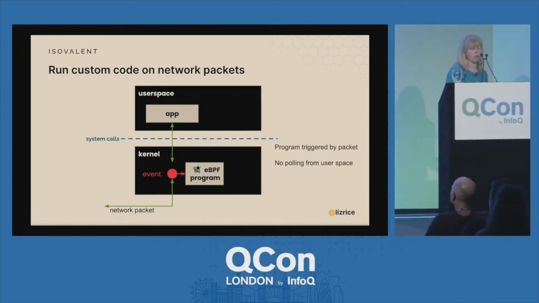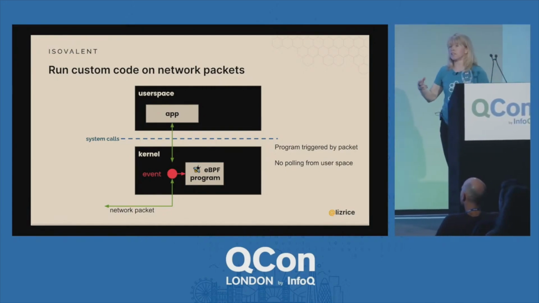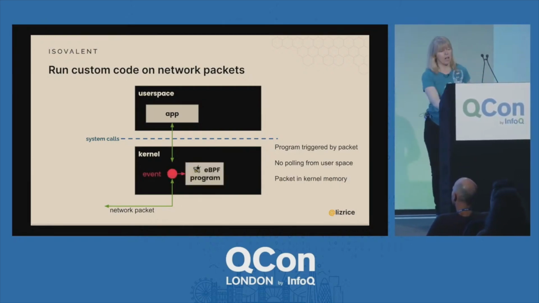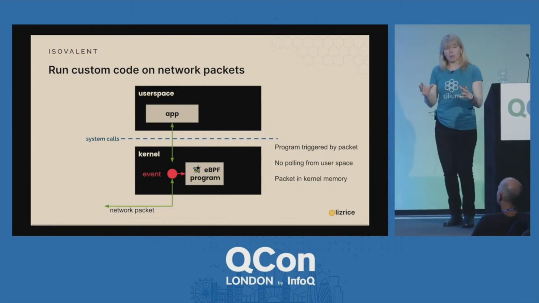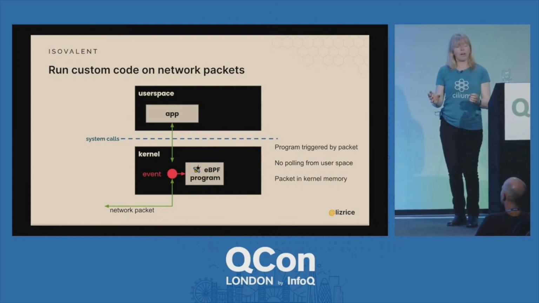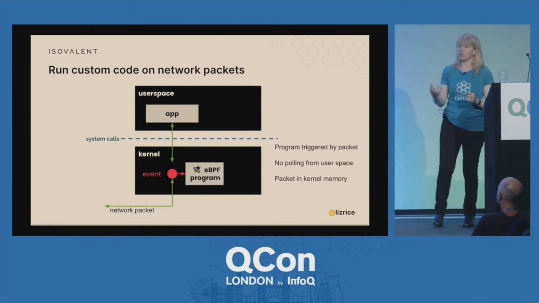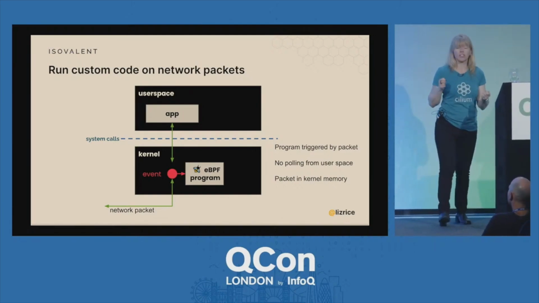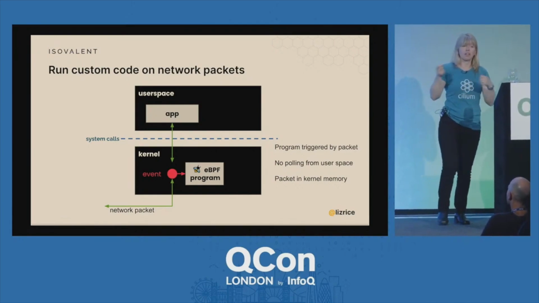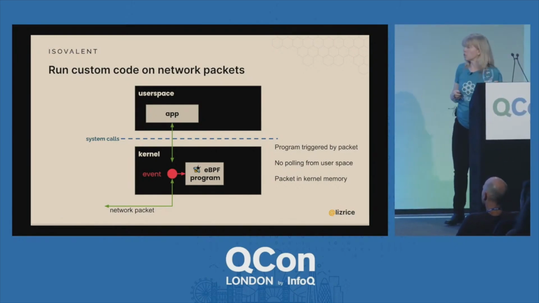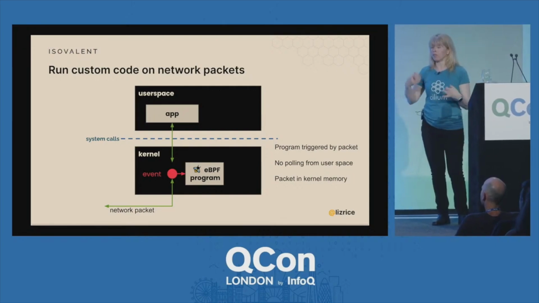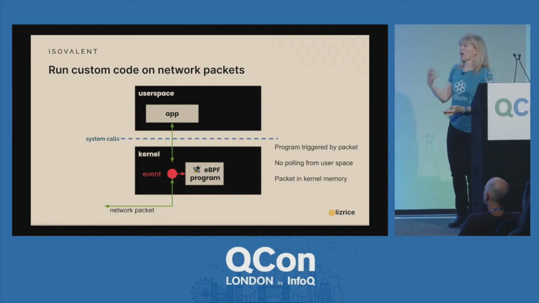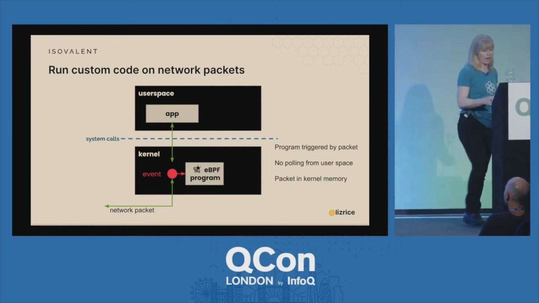There's no polling, no CPU wasted checking to see if there's an event that we want to deal with. The network packet is sitting in kernel memory, and we can process it using eBPF where it is in kernel memory. There's no need to copy it into user space. So if you saw Alan's talk earlier this morning, he mentioned how memory copies can be really expensive. eBPF allows us to access kernel memory without copying it.